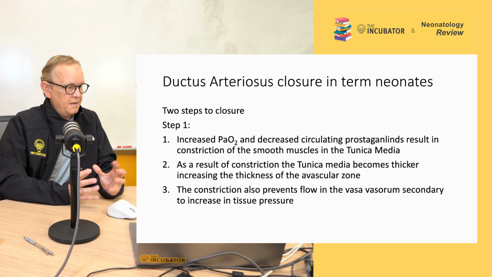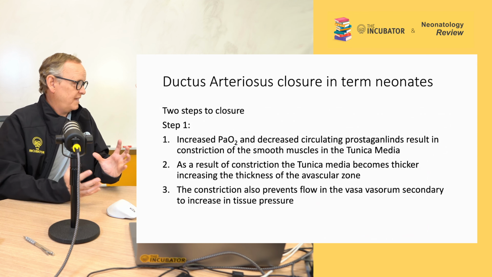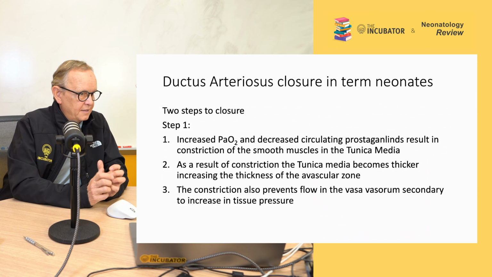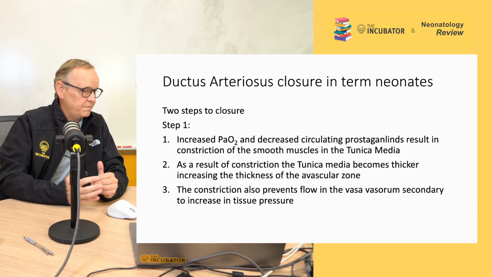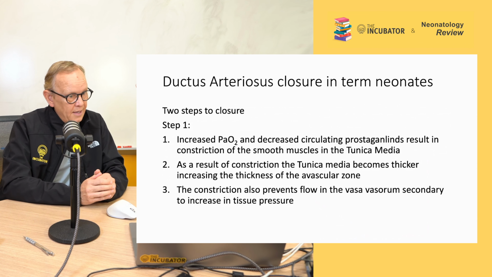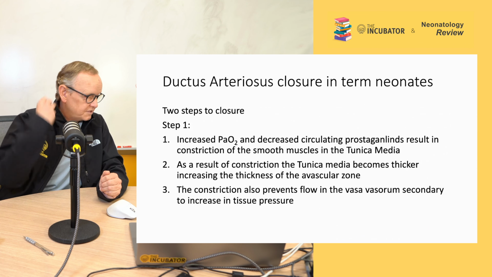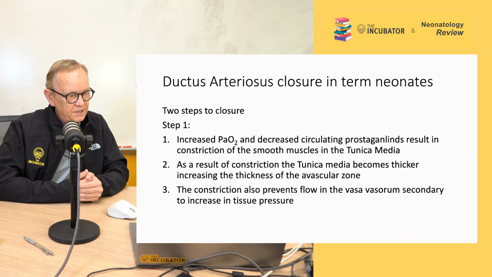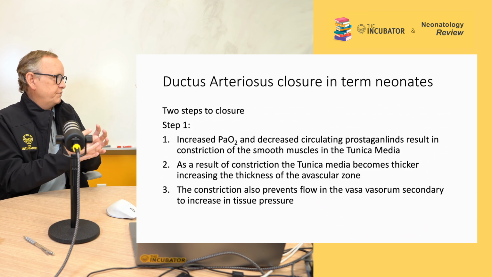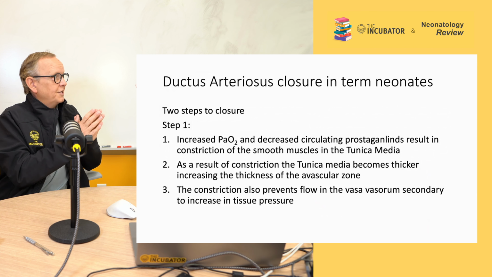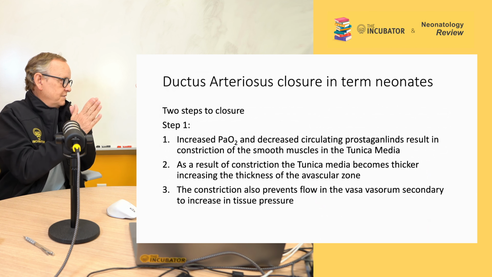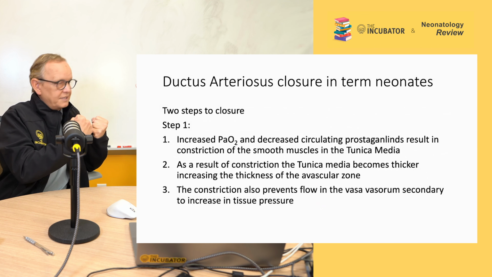And when you're born, different things happen. There are kind of two steps to that closure. You have a rapid increase in PaO2 and an almost sudden decrease in prostaglandins, which results in constriction of the smooth muscle. And when you constrict the smooth muscle, it actually becomes thicker, right? It doesn't get thinner. It's like your normal muscle, it gets bigger, right?